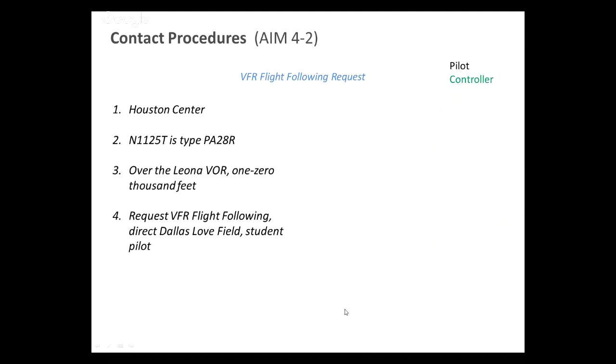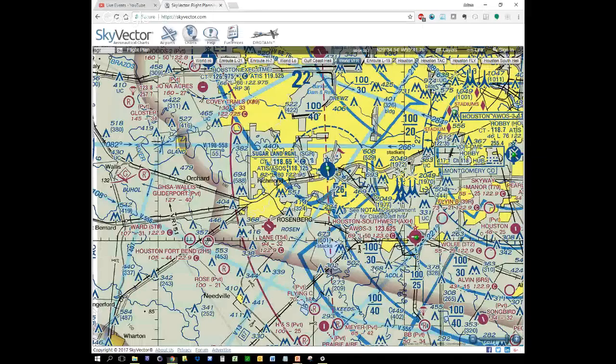All right, let's go over what the typical response is going to be. November 1125 Tango, Houston Center, squawk 2256, and ident. Well, let's go to a transponder because I want to look at the face of a transponder right now.